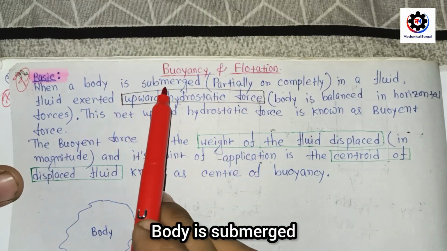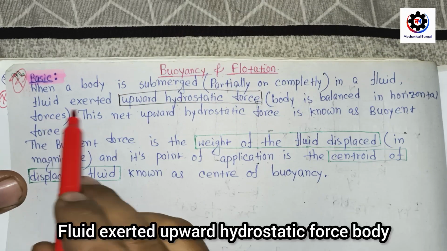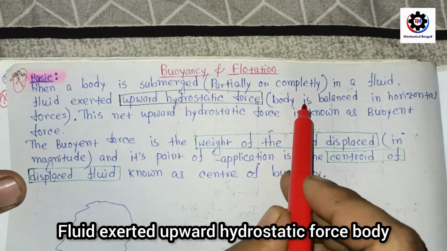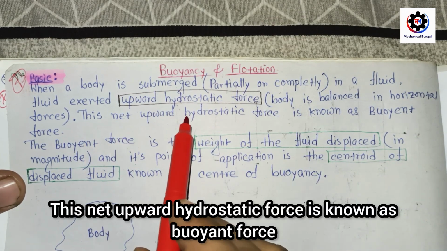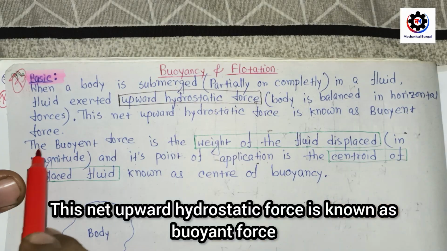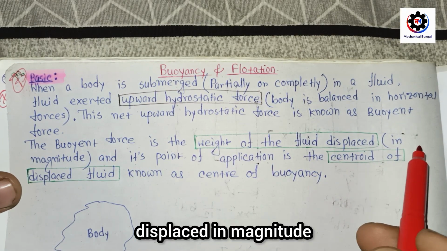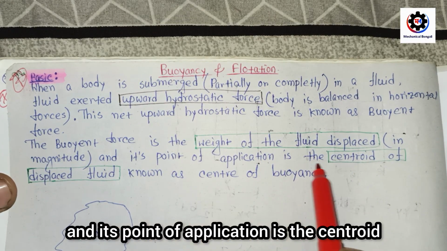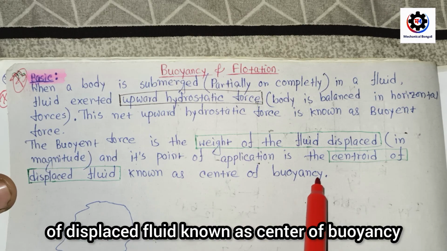A body submerged partially or completely in a fluid experiences an upward hydrostatic force. The body is balanced in horizontal forces. This net upward hydrostatic force is known as buoyant force. The buoyant force is equal in magnitude to the weight of the fluid displaced, and its point of application is the centroid of the displaced fluid, known as the center of buoyancy.